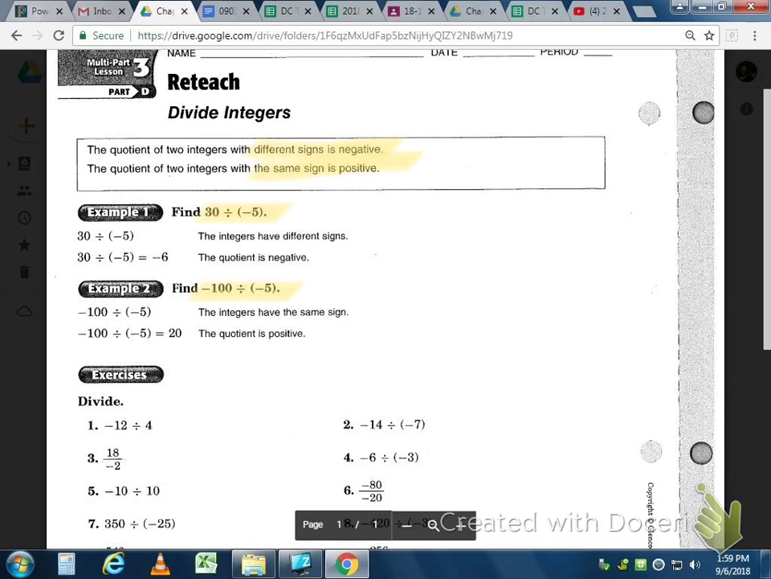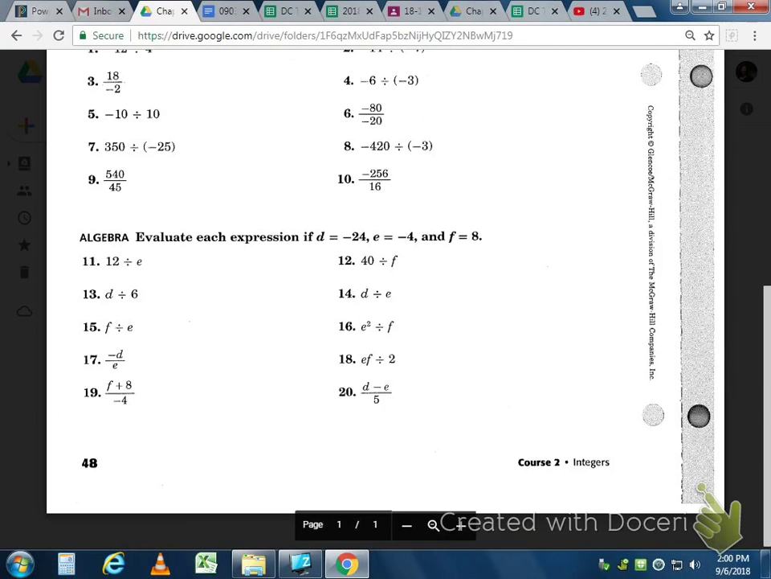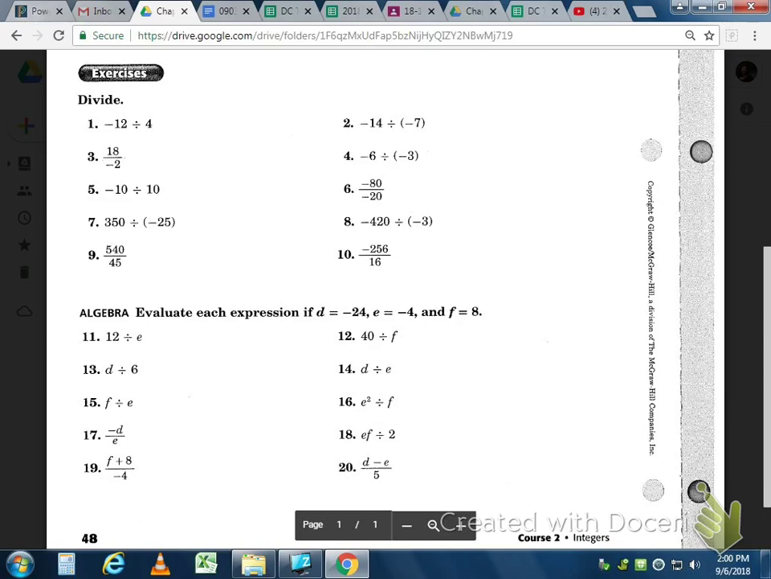Any questions before we start with our examples? Okay, let's look and see how this works out. We're going to do just the odds. So we're going to try to get kids that have not already gotten tickets. So number 1, negative 12 divided by 4.